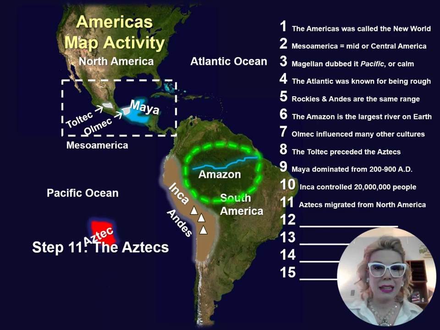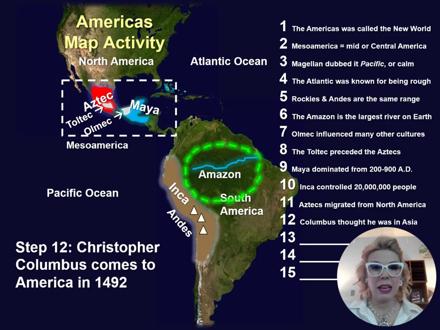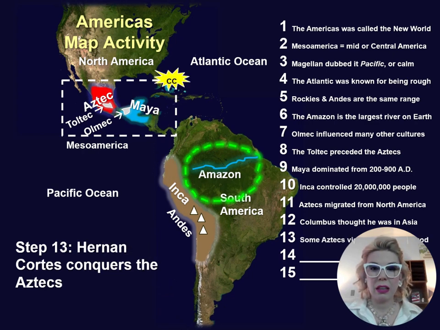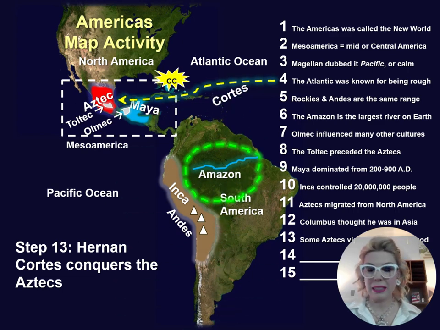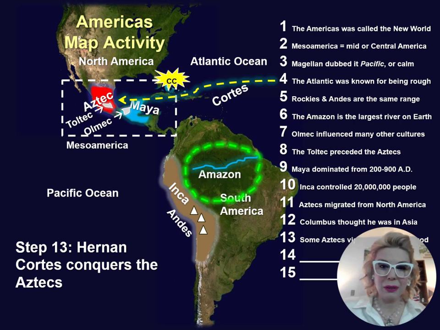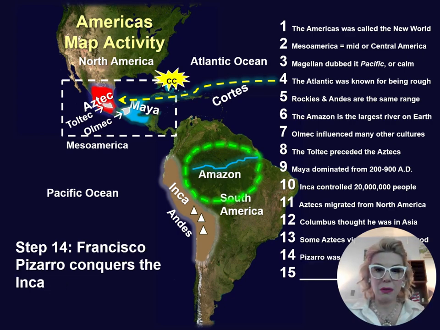So Aztecs migrated from North America. And another little fact is Columbus thought that he was in Asia. Some Aztecs viewed the Spaniards as gods. That's a whole other training video, that the Spaniards actually resembled some of their gods. But for this video's purpose, it's really just mapping and some facts that go along with it.